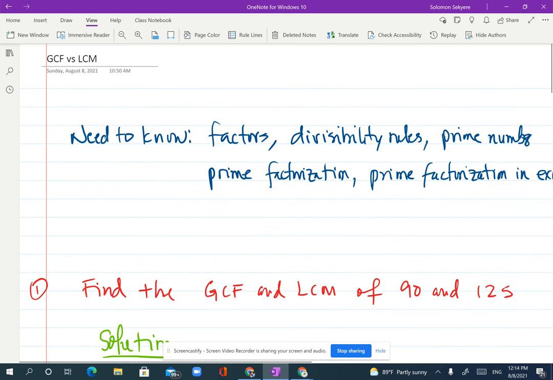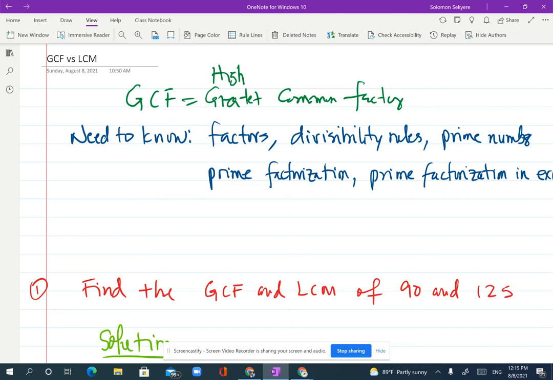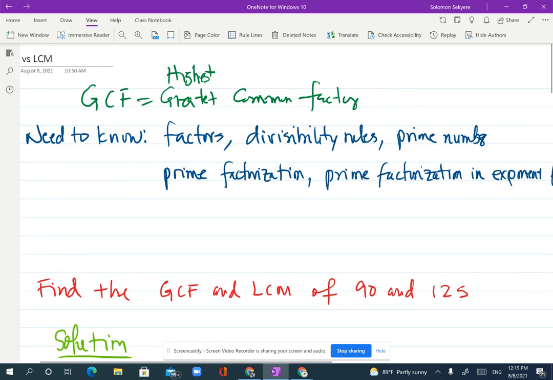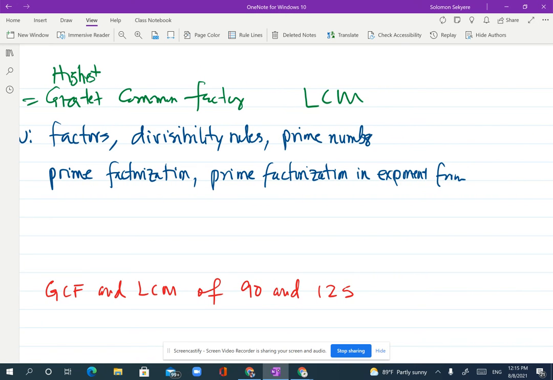Okay, so in this video, we are going to quickly cover GCF versus LCM. GCF stands for greatest common factor. In some places this is called highest common factor, same thing. And LCM is what? Least common multiple.